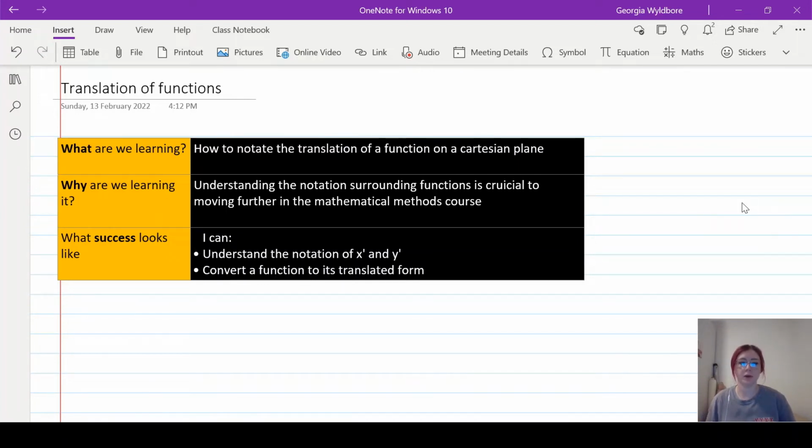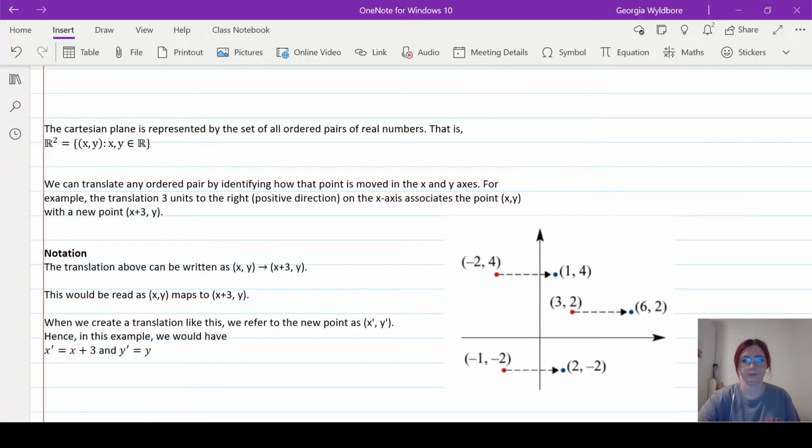Okay, so here we're looking at translating functions. So it's really just looking more at the notation of how we translate a function on our Cartesian plane. We want to do this still because it's just the notation that we need in order to move forward further in the methods course. And your success criteria here are you want to be able to understand the notation of x dash and y dash and be able to convert a function to its translated form.